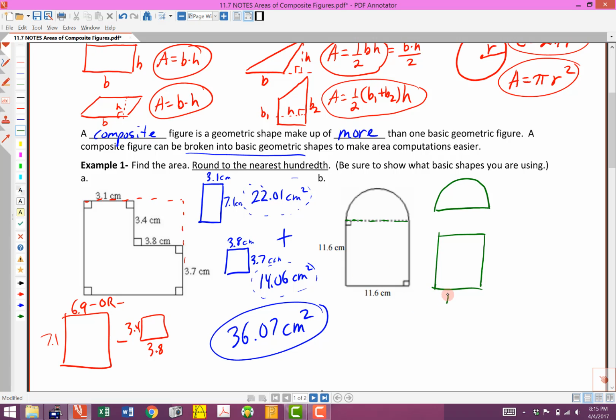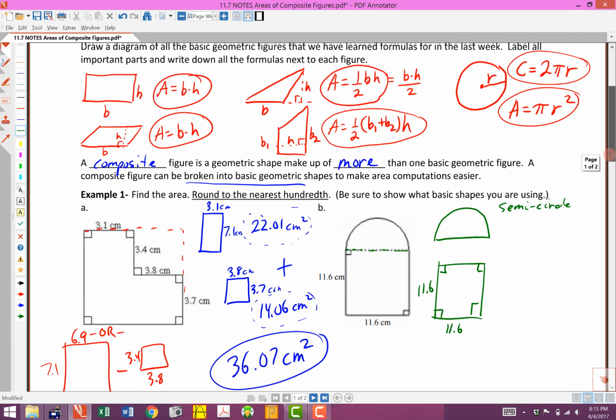Actually, take a look at this. This is a square, 11.6 and 11.6. So we've got a rectangle there, or sorry, a square there. This is actually called a semicircle. Okay, I hear that all the time, but that's what it means, half a circle. So we're going to find half of that area.